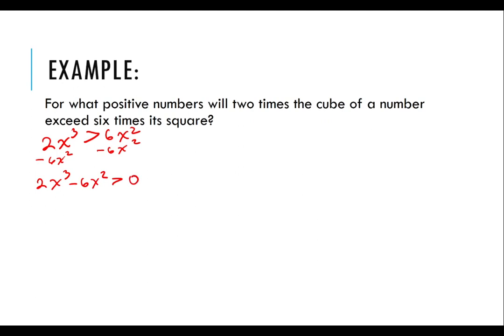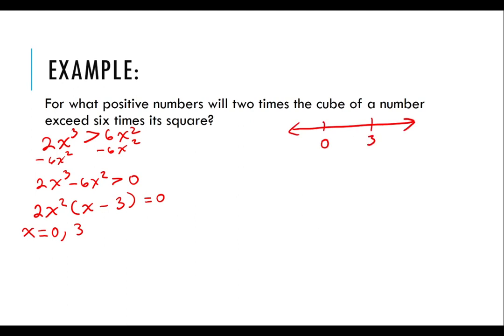Notice that we don't have any domain restrictions, so that's not a concern. But we do need to find the zeros, so let's factor: 2x squared times x minus 3 is equal to 0. The zero product property gives us that x equals 0 and positive 3. So then, let's cut up our number line, 0 and 3. Since we found our critical values to be 0 and 3, pick values to the left, between, and to the right.